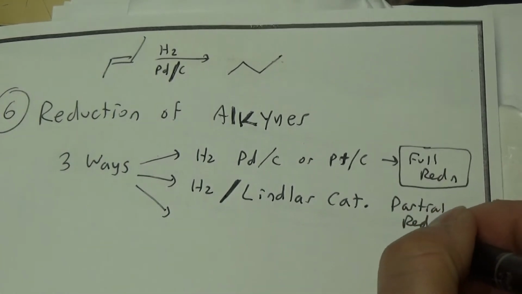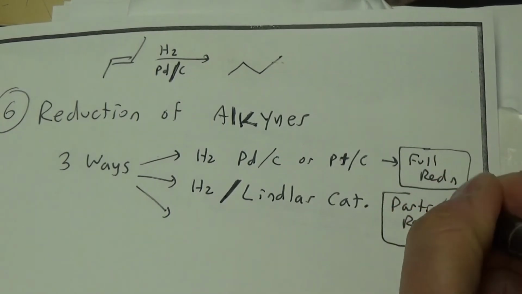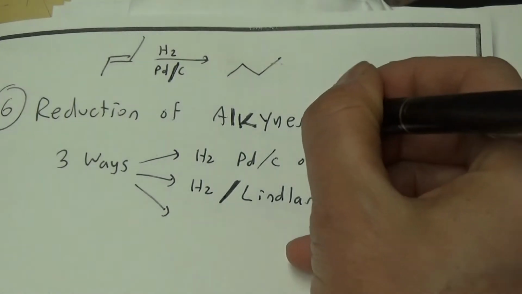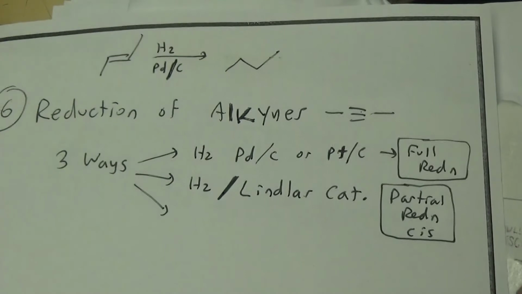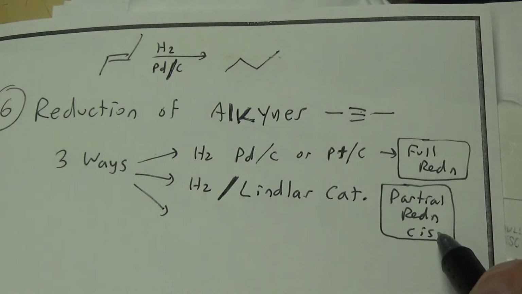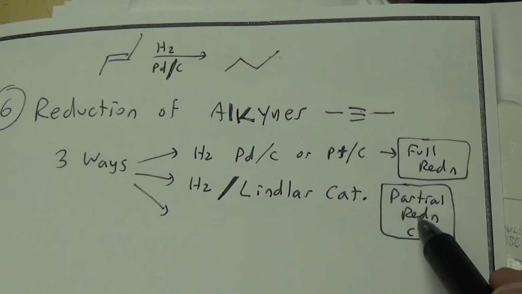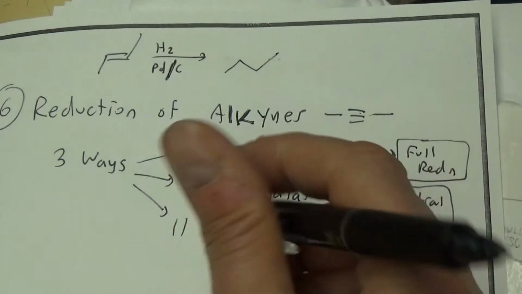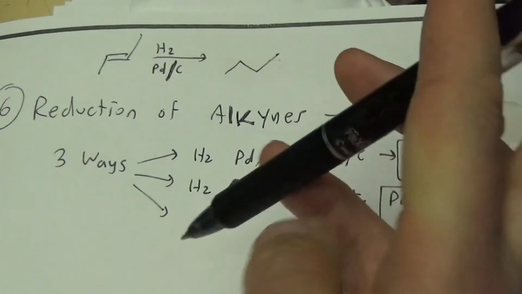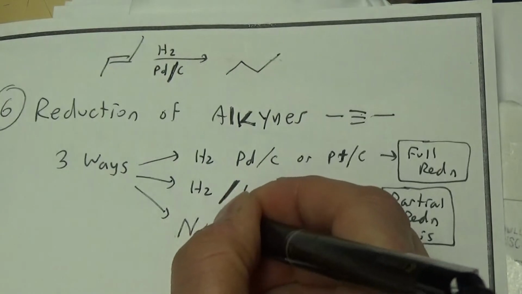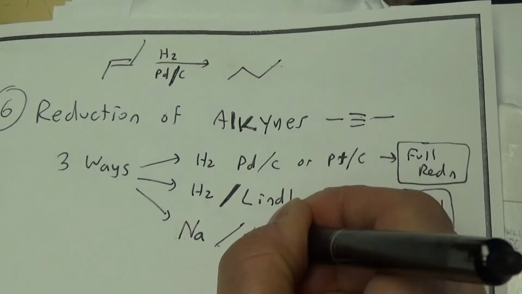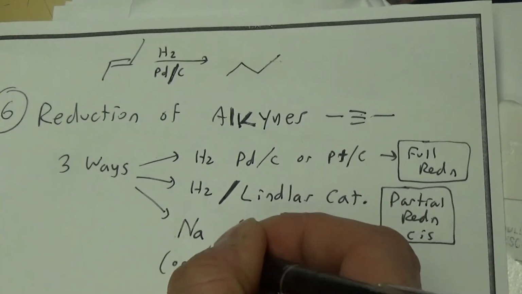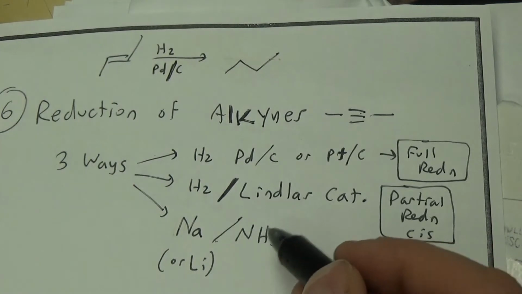And your product's going to be cis. I'll explain that in a second. It's a partial reduction, and you basically make an alkene from the alkyne, and it's going to give a cis product. And then the third one is typically sodium and ammonia. Sometimes you use lithium, so sodium or lithium, and NH3.